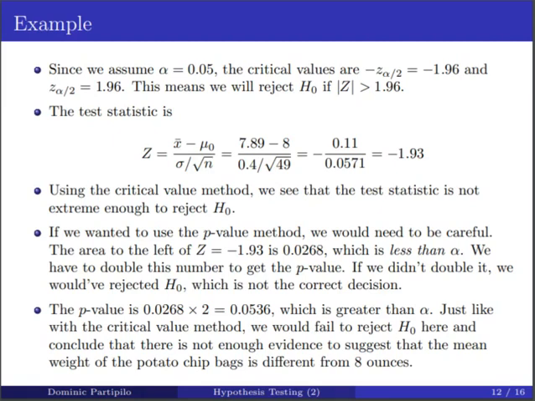And since we're failing to reject the null hypothesis, there's not enough evidence to suggest that the mean weight of the potato chip bags is different from 8 ounces. So, in other words, this potato chip company could probably just continue doing what they're doing because there's not enough evidence to suggest that the mean weight of the potato chip bags is different from 8 ounces in one direction or the other.